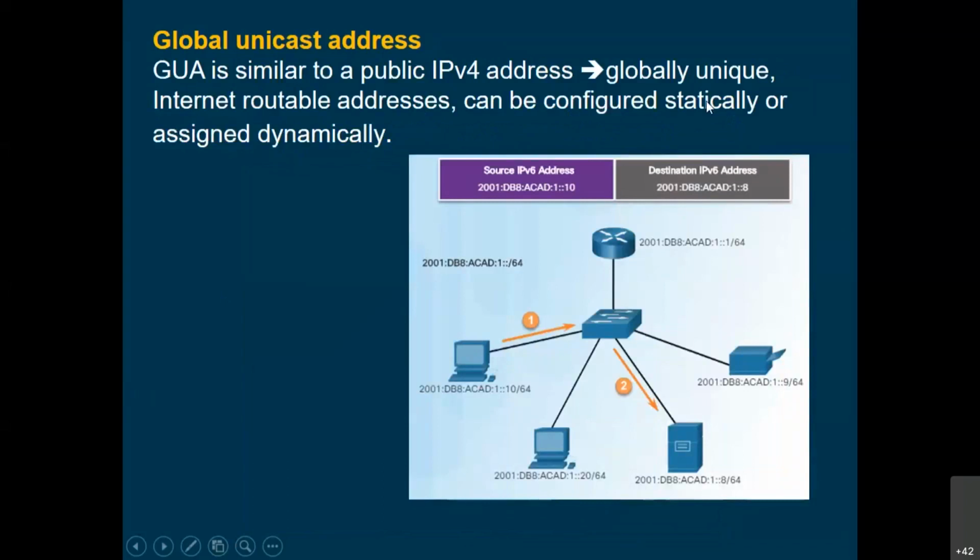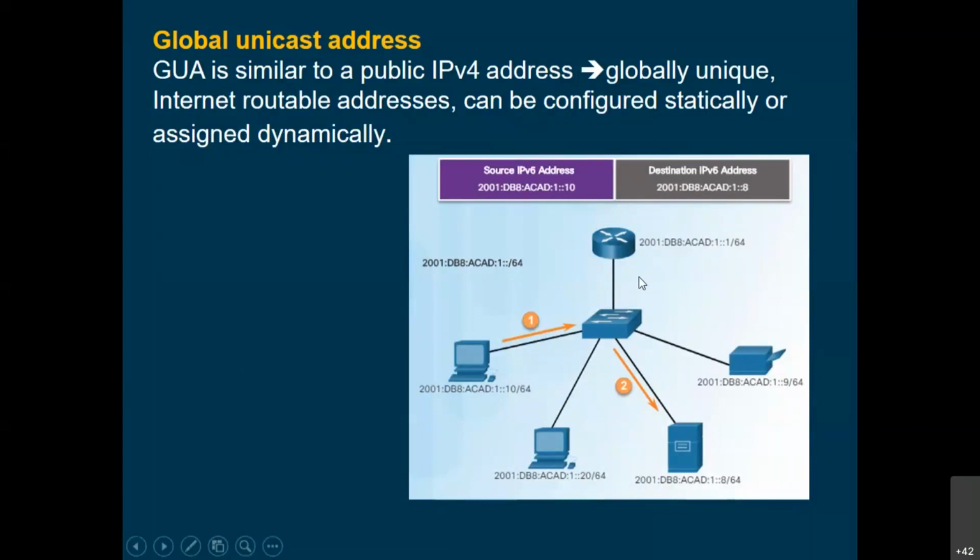So a global unicast address is similar to the public IPv4 address. By that, it means it is globally unique. It is routable. That means you can put it inside IP routing and then it is routable in the internet. It can be configured statically or assigned dynamically. That is the global unicast address.